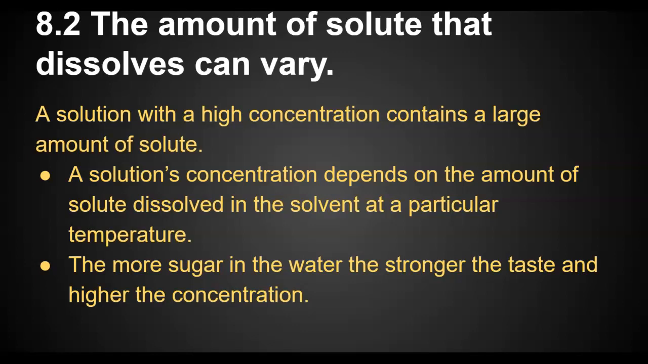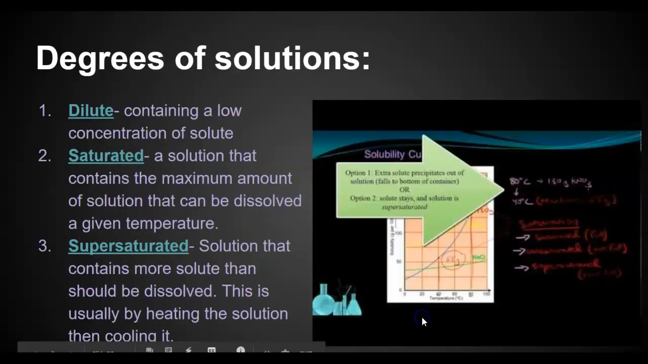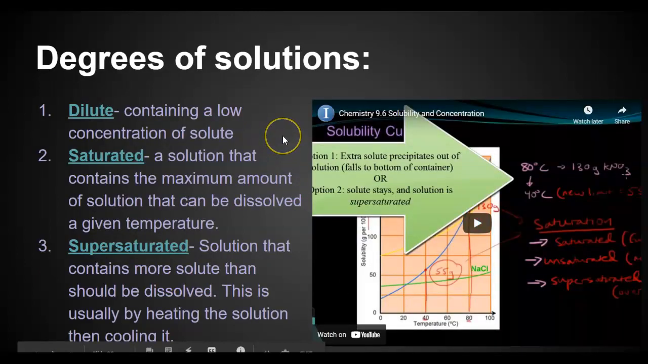If it's not got a lot of sweetness to it, we would say that it's a dilute. If it's very high, you could say that it might be saturated or very concentrated. Now, when it comes to degrees of solutions, dilute means having a low concentration. The water in our area is very dilute when it comes to salt. There's a little bit of salt in the water in the streams and rivers, but very, very low. So you'd say that that's a dilute solution.